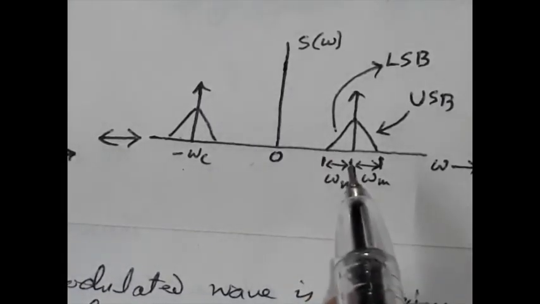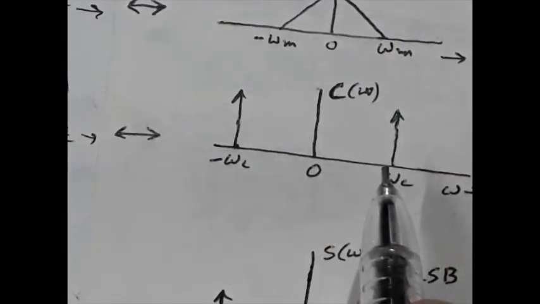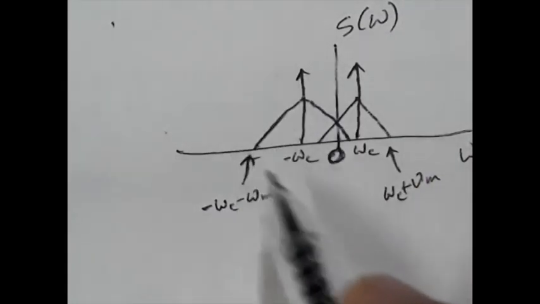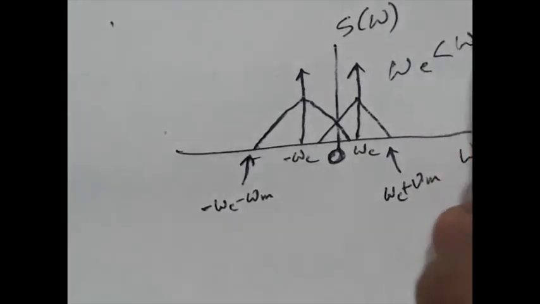Here you can see that we have assumed that omega c is greater than omega m. That is why omega c is drawn right of omega m. Now what if omega c is less than omega m? To understand this, let us go to this figure. Consider this figure. Here omega c is less than omega m.